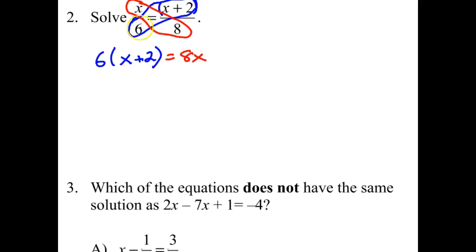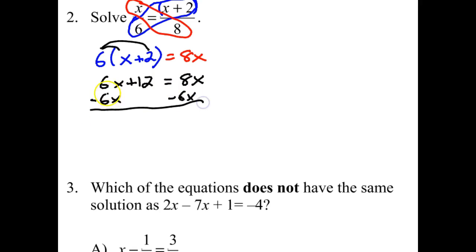That's only true when you have one fraction equal to another fraction. And now we can solve this. So we have 6 times x and 6 times 2. And we'll subtract 6x on both sides. Okay, so 12 is 8 minus 6, which is 2, times what number? So 2 times what is 12? And divide both sides by 2, and we get 6.